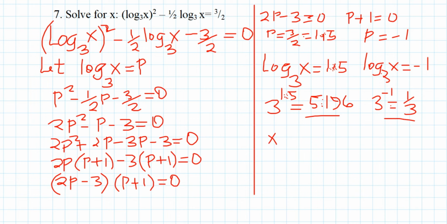So that way we can conclusively say that the values of x are going to be 5.196, or the value of x is going to be 1 over 3. So that way we have been able to conclusively solve for the value of x.